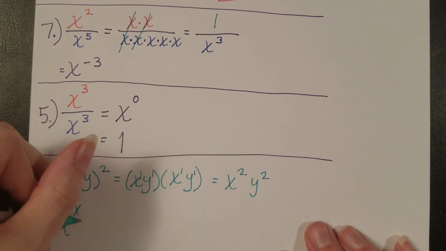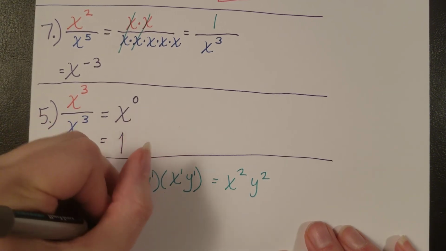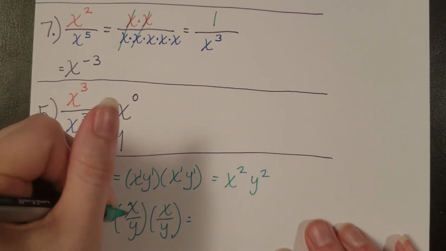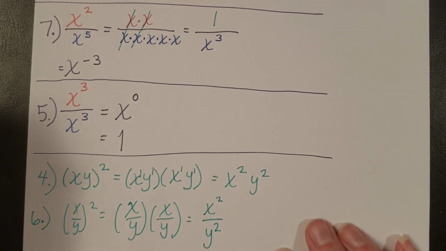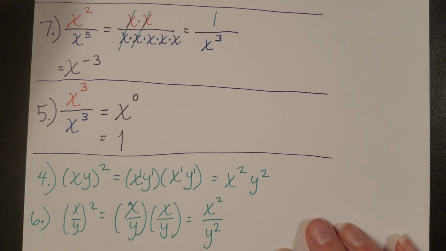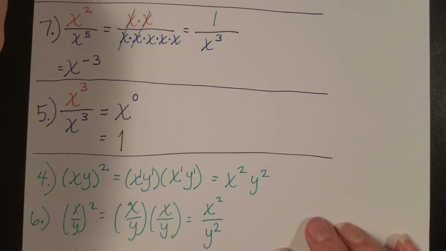And then rule number 6 is basically the same thing. If you had x over y squared, you could call that x over y times x over y. And then we know x times x is x squared and y times y is y squared. Or you could just use the rule, aka the shortcut, that lets you distribute that. All right, so there's my explanation on why those quote-unquote rules are really just handy little shortcuts.